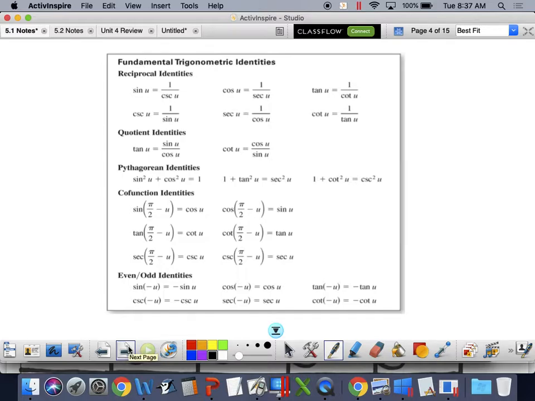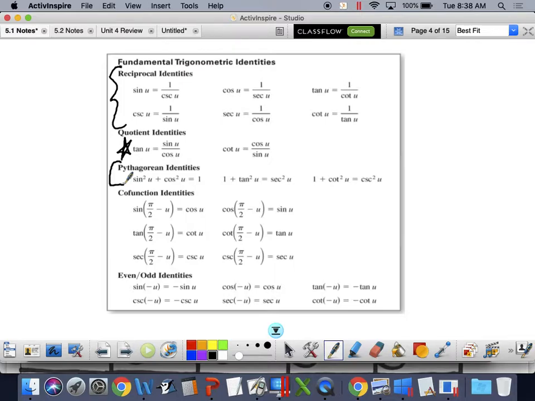So here are the identities that we need to know at this point. Up here on top, we have the reciprocal identities, which we have seen before, right? Those we have definitely seen. We understand that sine and cosecant are reciprocals of each other. We also have these quotient identities. These become really important when we want to put everything in terms of sine and cosine. We have these Pythagorean identities. Yep, we've seen these before.